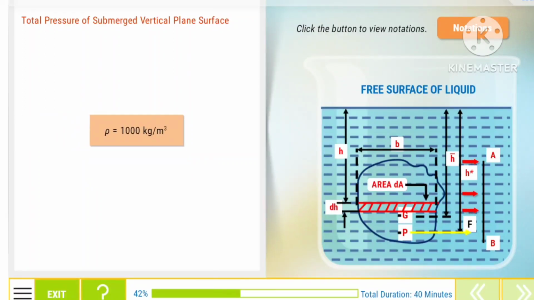For water, the value of rho or mass density is equal to 1000 kg per cubic meter and g is equal to 9.81 meter per second squared. The force will be in Newton.